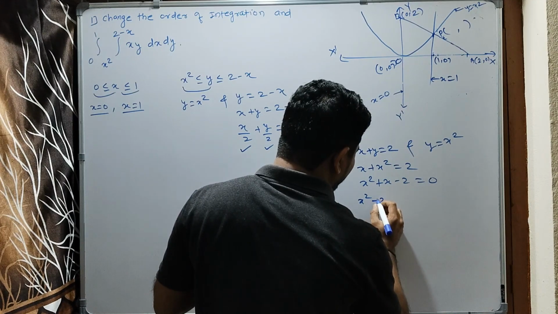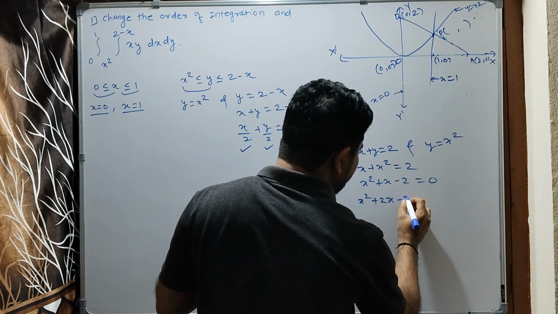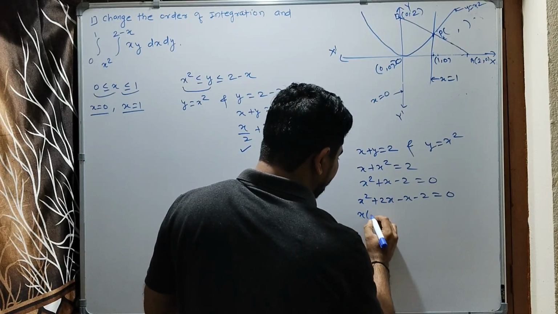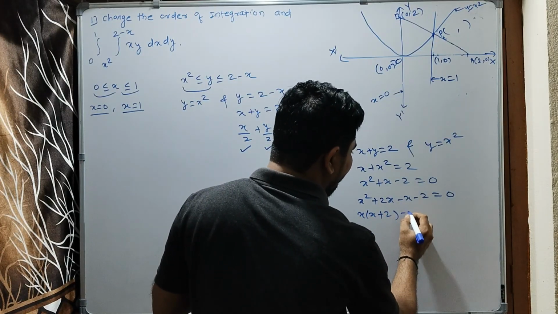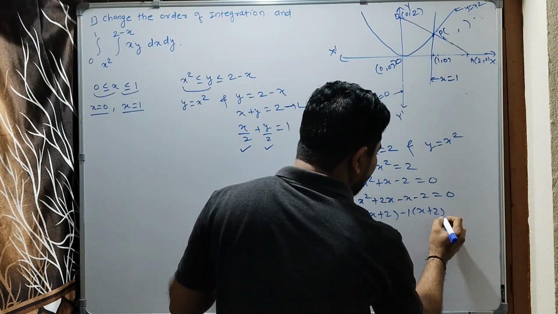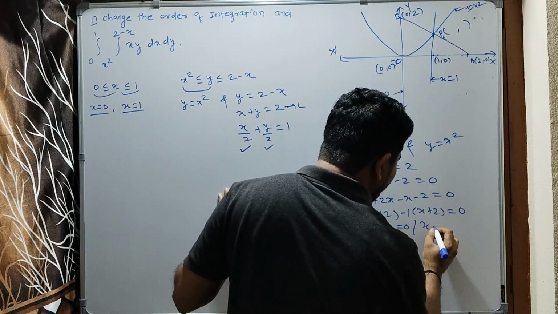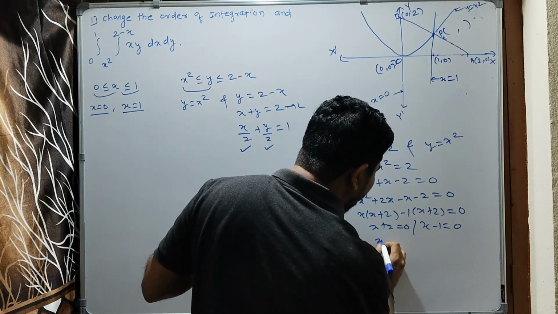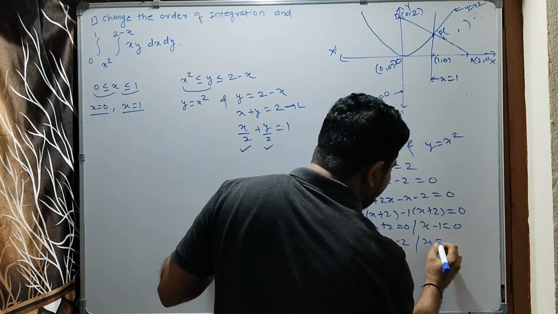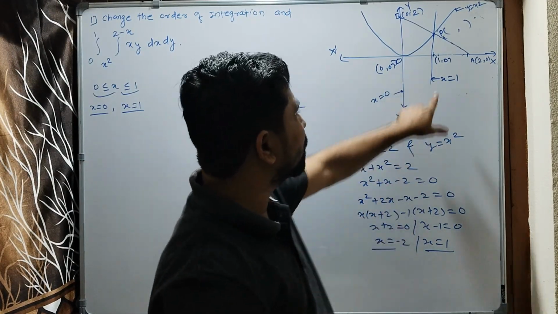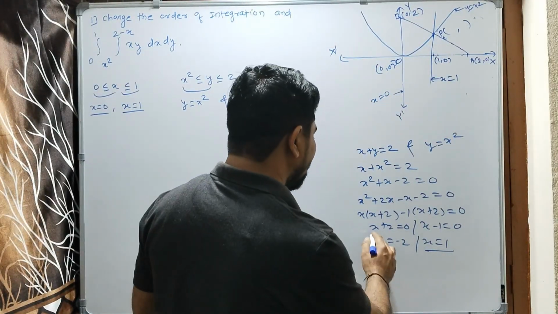Here minus, here plus 2x minus x minus 2 equals 0. Factor: I will take x common, so x plus 2, and take minus common, x plus 2, which is equal to 0. Therefore x plus 2 equals 0 or x minus 1 equals 0, so x equals minus 2 or x equals 1. But x equal to minus 2 does not belong to the first quadrant, so this is not possible.